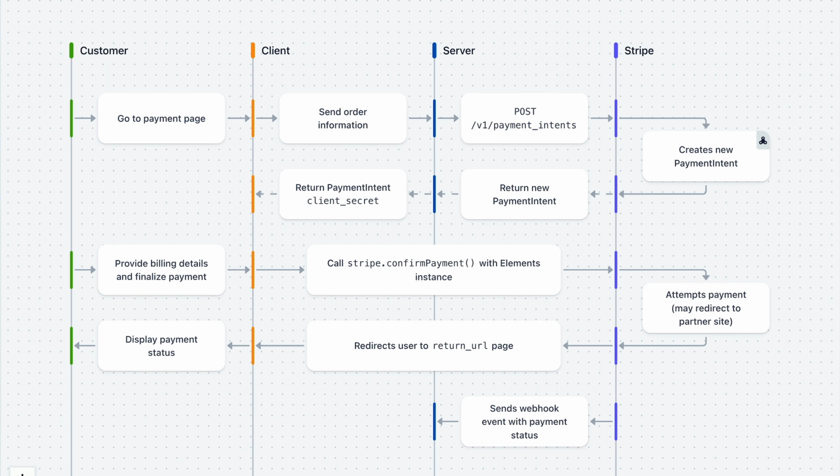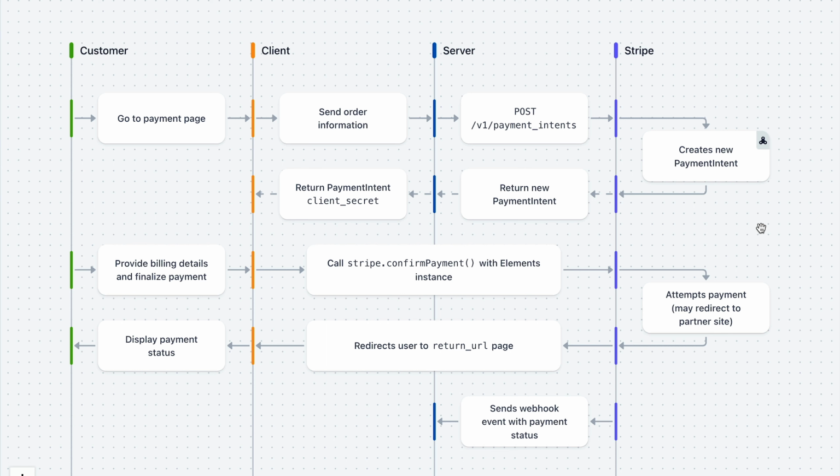So just to review the entire flow, the customer lands on the page and we use any information from that page to create a payment intent using the API. And then when we return that payment intent's client secret to the client, we use that to build out a payment element on our custom form. That's where customers enter their billing details, and then we can submit that payment directly to Stripe client side.